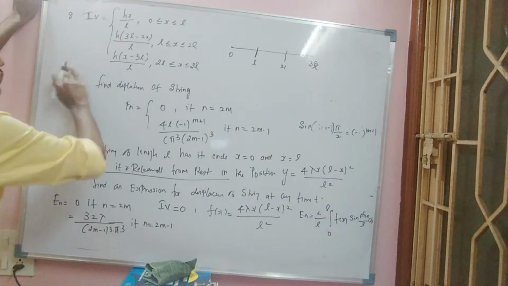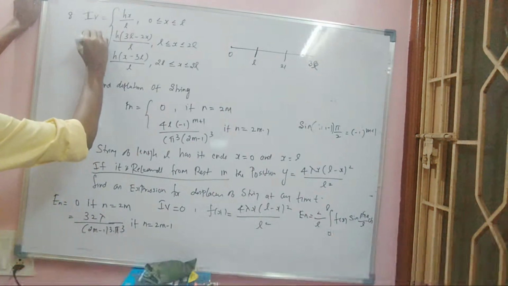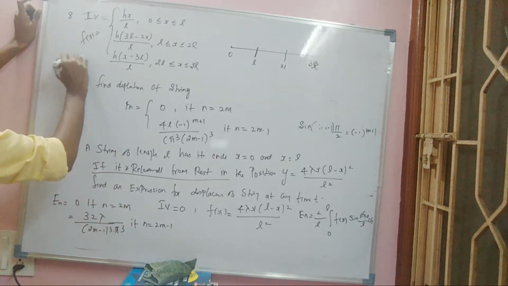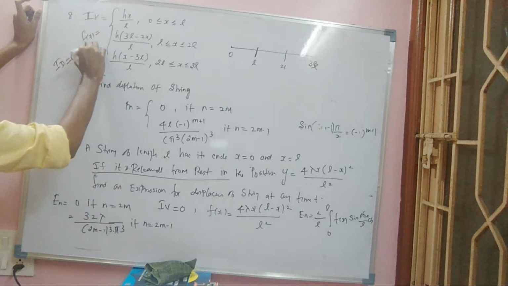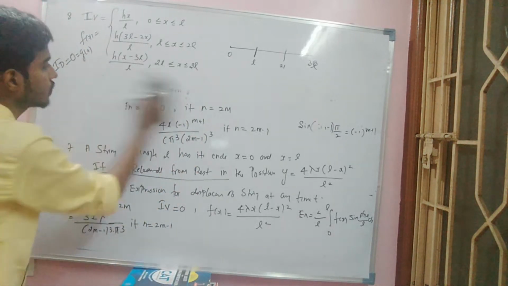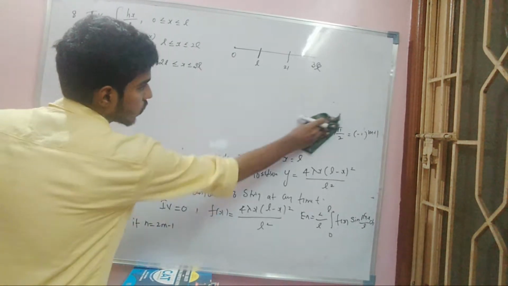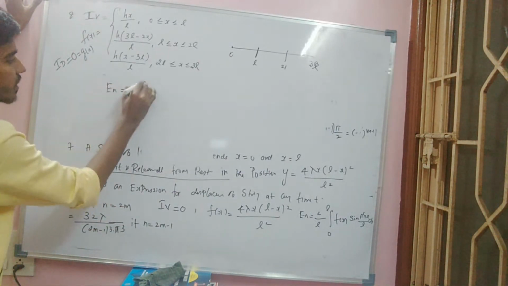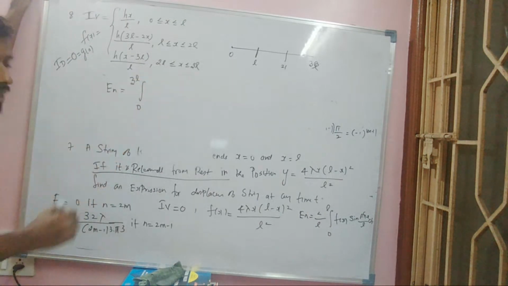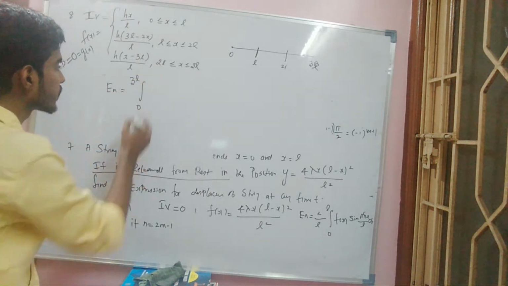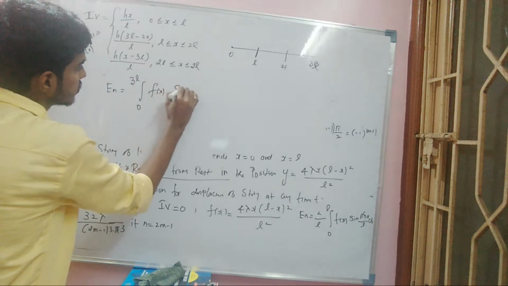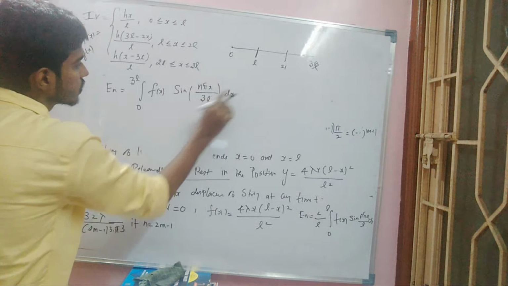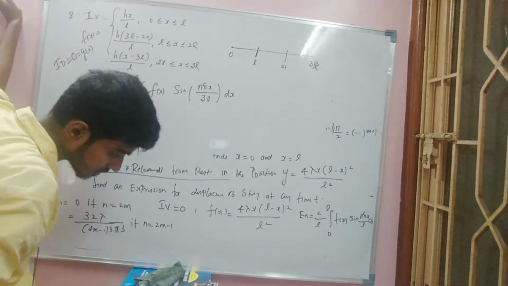So initial velocity is our f of x, equal to this function, and the question gives the initial displacement as 0. Initial displacement is equal to 0, that is our g of x is equal to 0. Now you find En, and substitute in particular case 1. So our En will be the integral from 0 to 3L of f of x sin n pi x by 3L dx. So it is not L, it is sin n pi x by 3L.